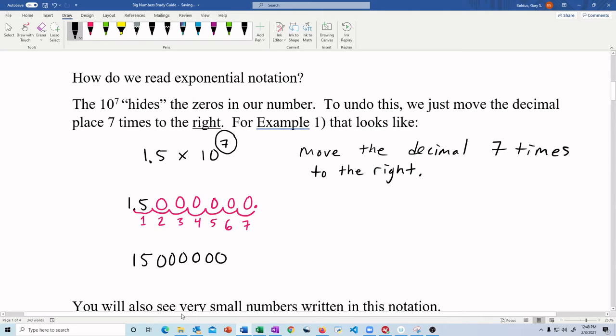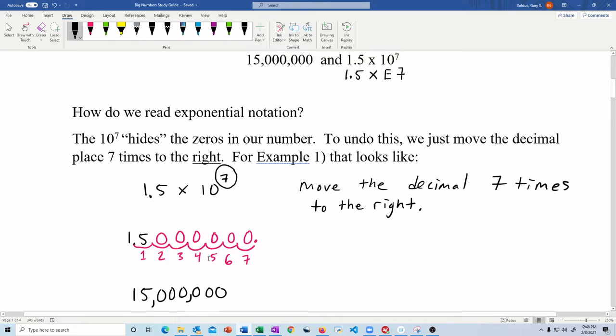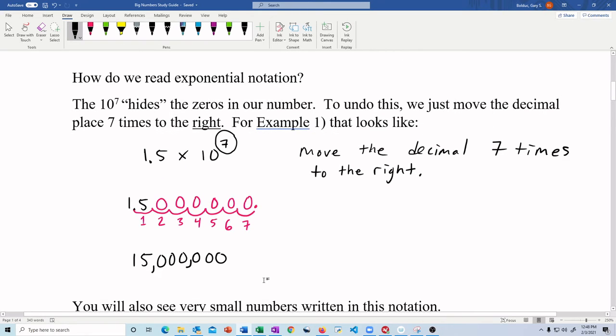1, 2, 3, 4, 5, 6. 1, 2, 3, 4, 5, 6. Put your commas in. Remember, the commas go every 3 zeros. And what do we get? 15 million, which is what we said up here. So just to recap, the 7 up here in the exponent says take your decimal, move it 7 times. 1, 2, 3, 4, 5, 6, 7. And we get 15 million. There you go. So that's how you can convert.